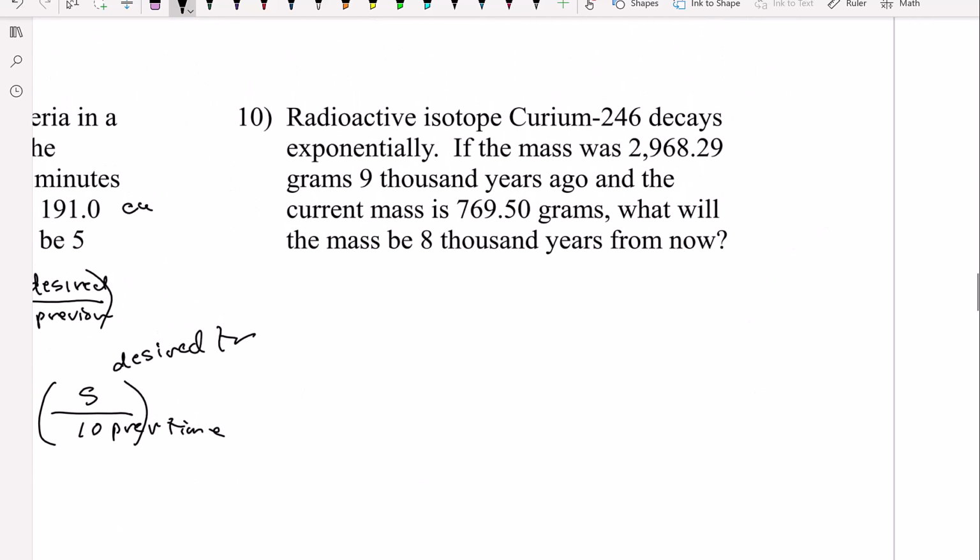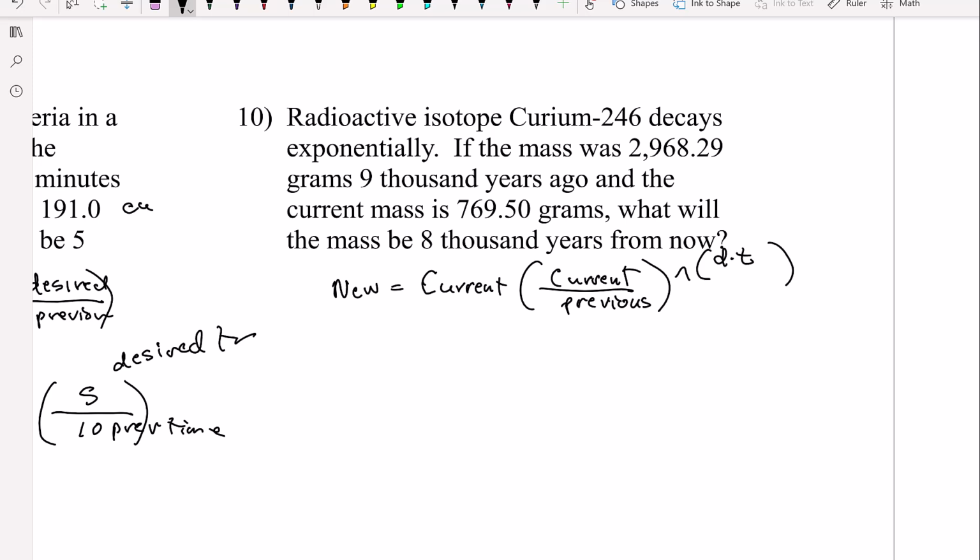Okay, we're going to do the same thing here. You have a future is equal to current, or I guess I said new. And then you get your rate, the current divide the previous. And you're raising that to the desired time. I'll put D for desired time, over the previous time.